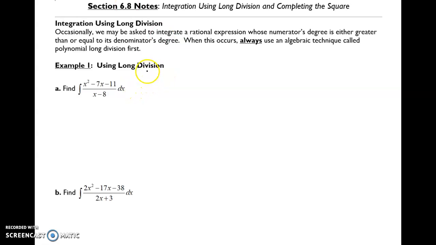So for example, when I am integrating a rational function whose numerator's degree is greater than or equal to its denominator's degree, we have to use division. If this is just like x or x squared in the denominator, then I can just divide each term individually. But if there's an expression that has more than one term, I will have to use either long division or synthetic division.